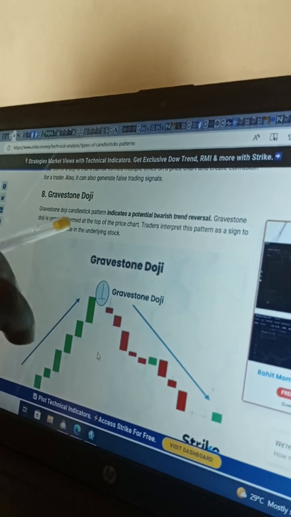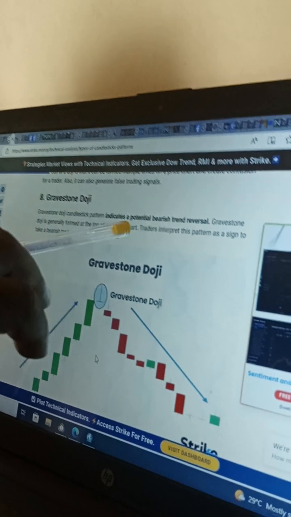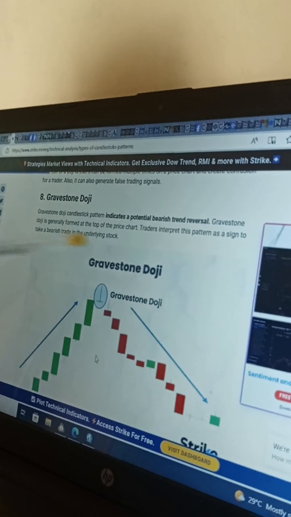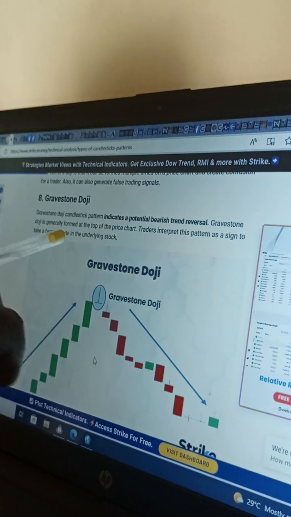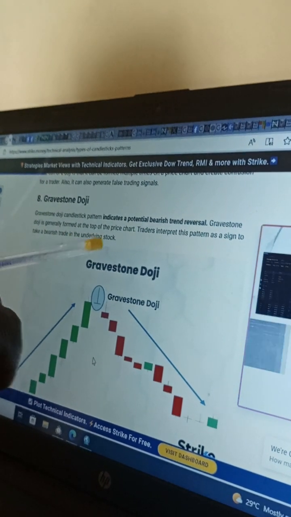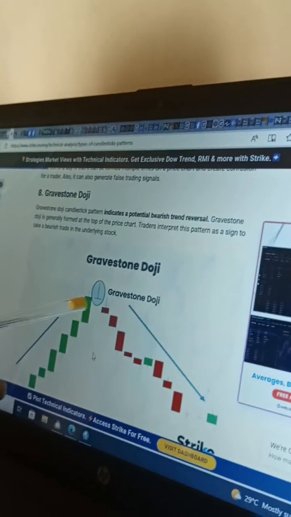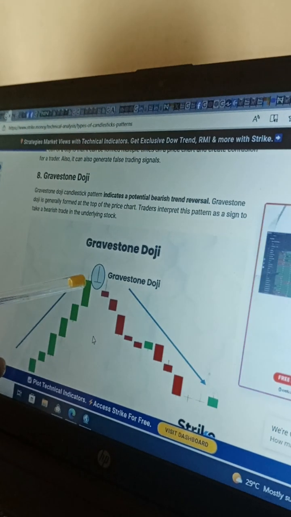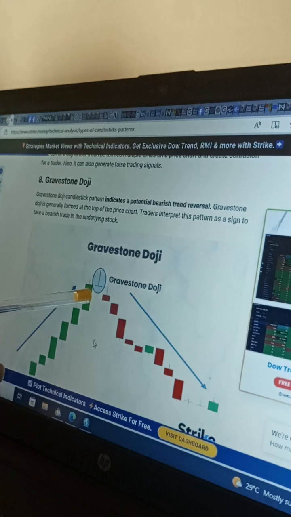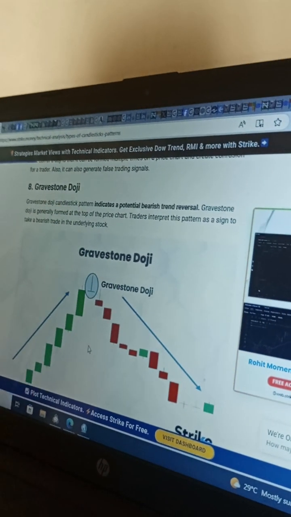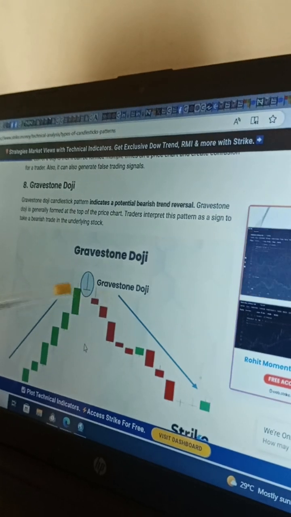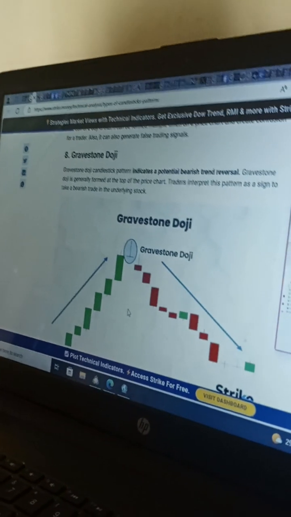Gravestone doji is generally formed at the top of the price chart. You can see, generally formed at the top of an uptrend. Traders interpret this pattern as a sign to take a bearish trade in the underlying stock. So see, this is how it is. Once you see this, you know that you're dealing with the gravestone doji candle. Normally a doji candle goes like this, but the gravestone doji candle, this is how it appears. Once you see this, you now know it signals that the trend is about to reverse to a downward trend.